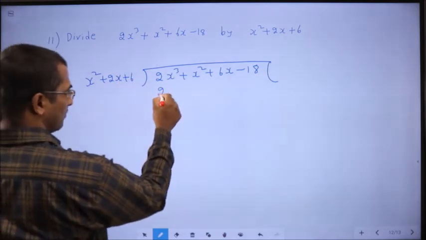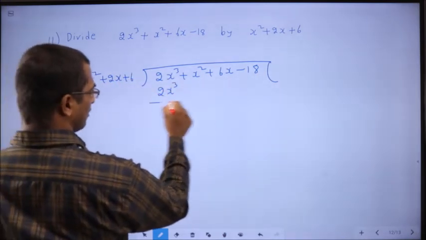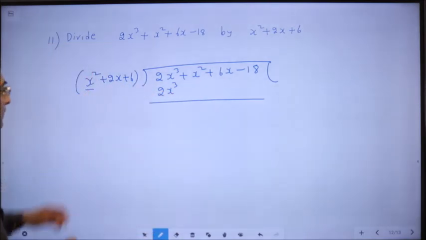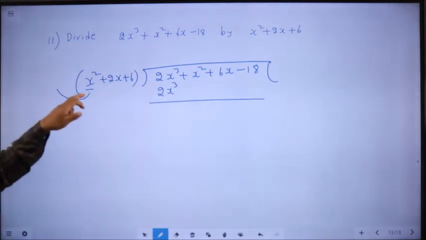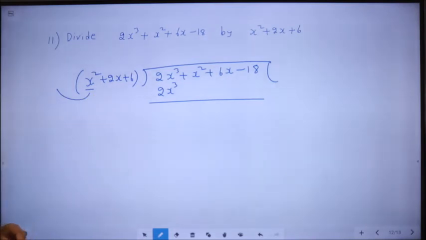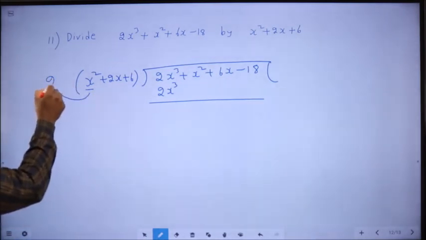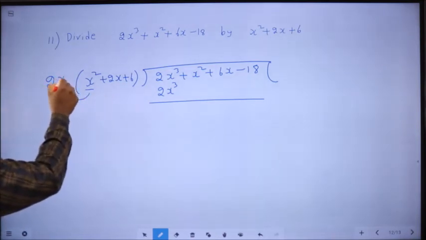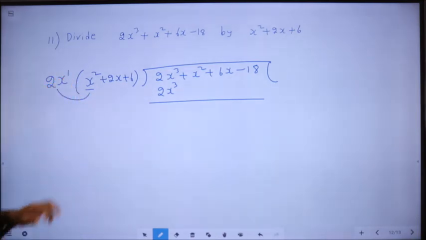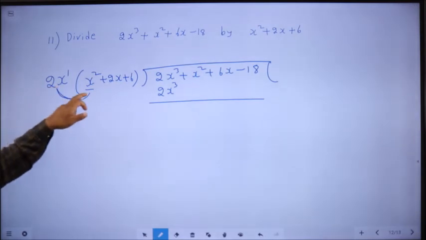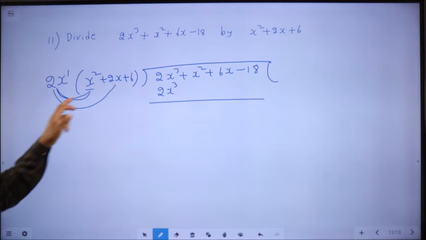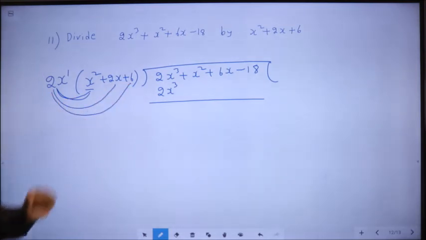Here 2x cube, below also I should get 2x cube. Here I have x square. This should be multiplied with what, such that I get 2x cube? To get the number 2, I should multiply with 2. X square to become x cube, I should multiply with x power 1. Okay. This into this is 2x cube. I should also multiply to the second term and also to the third term.